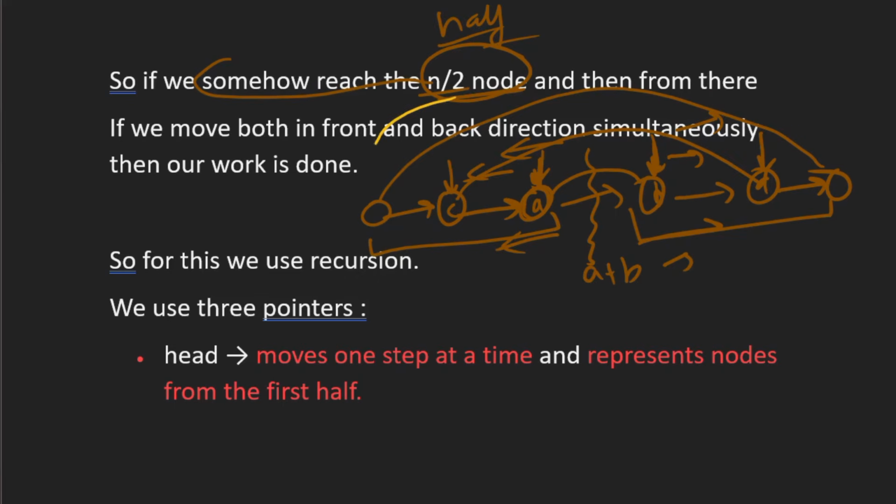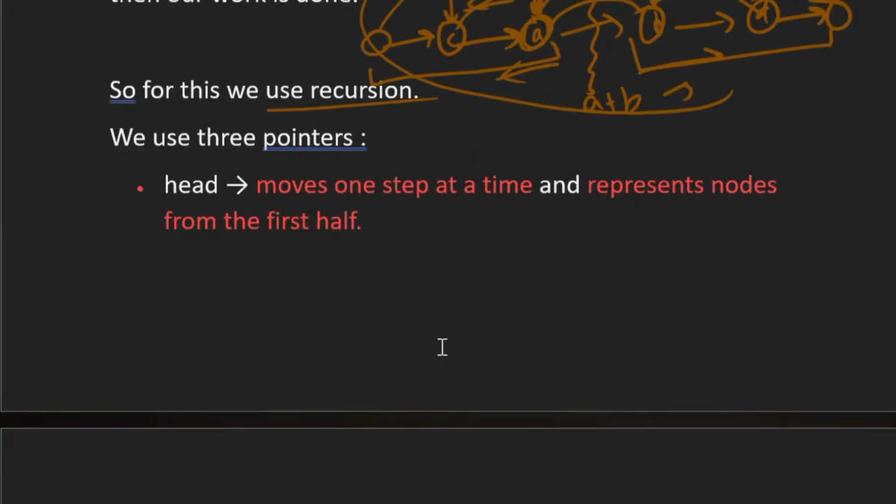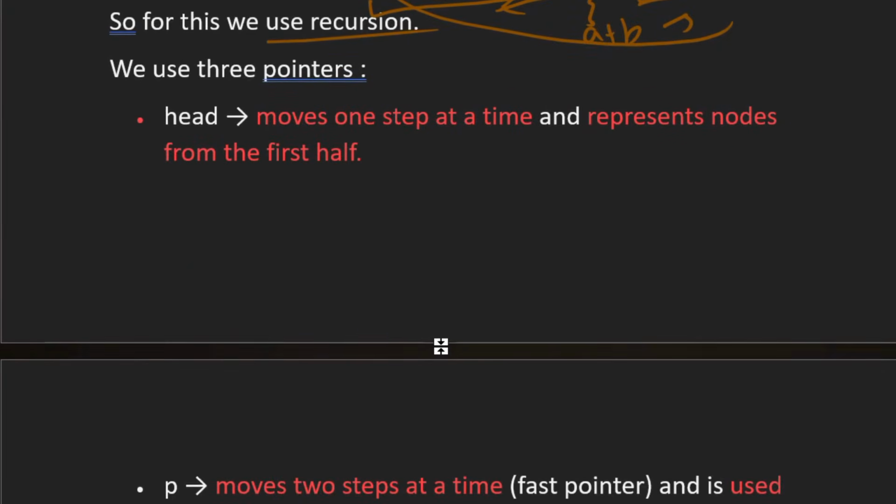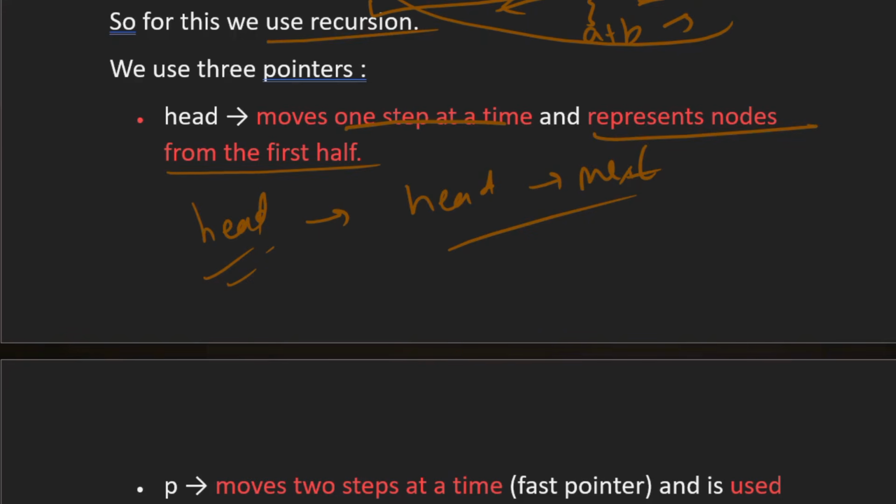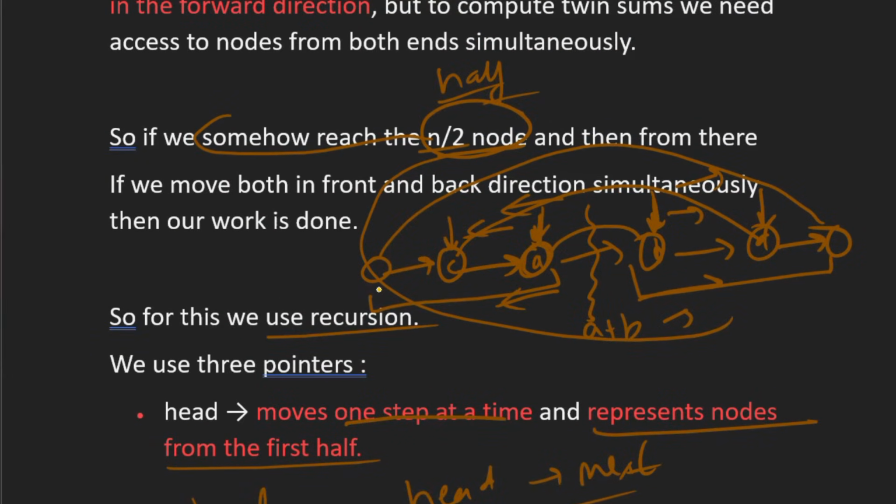So to get this, what we'll do is we'll use recursion. In recursion we basically maintain three pointers. The first pointer is the head pointer. It will move one step at a time, that is, we shift head from head to the next pointer only. And it will represent the nodes from the first half, right? The head will represent the nodes from this first half.